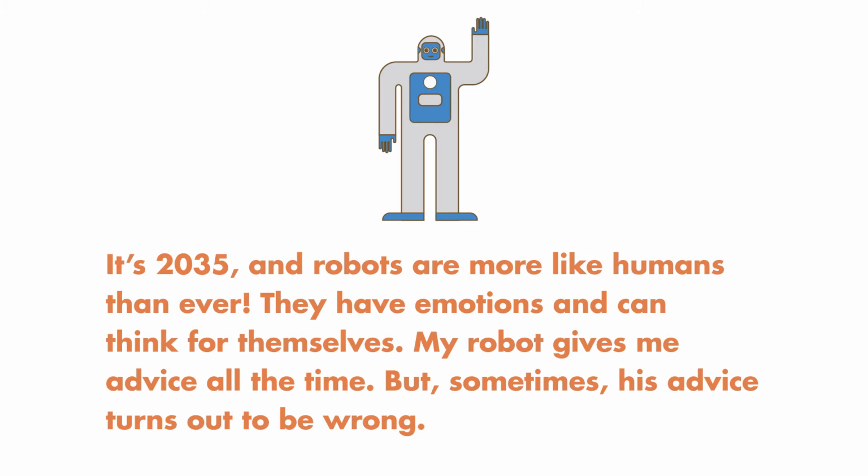The writer says it's 2035. That's in the future, so this text doesn't have facts. The writer says the robot gives advice, but sometimes the advice is wrong. That sounds like it could be the start of an interesting or funny story. These clues tell us the author wrote this to entertain readers.